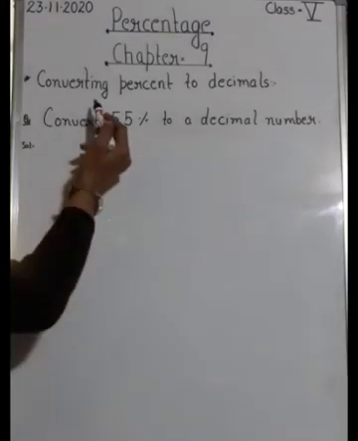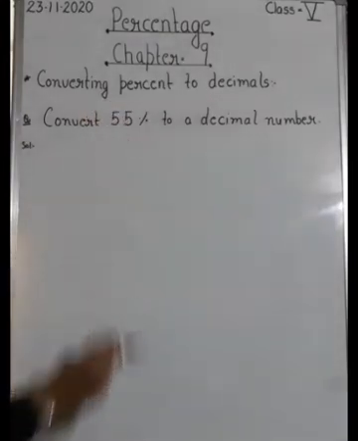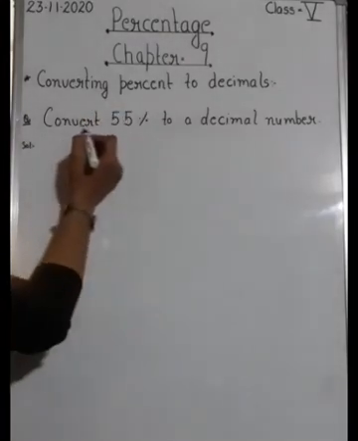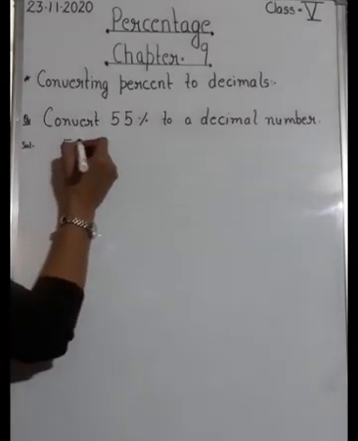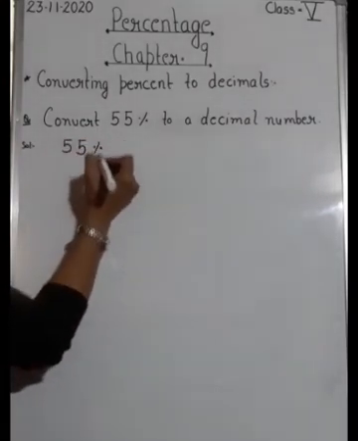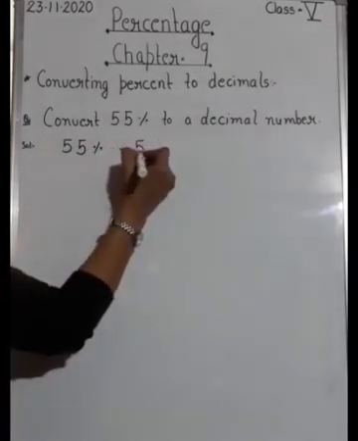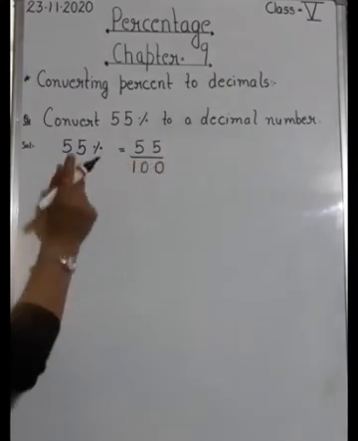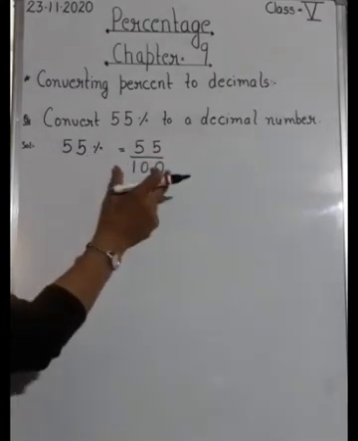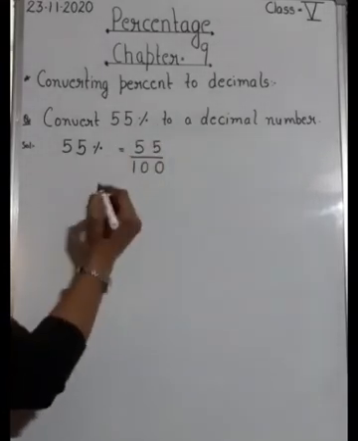Next we are having converting percent to decimal. Now we will learn how to convert a percent into a decimal. So your first question is: convert 55% to a decimal number. You have to convert this 55% to a decimal number. I told you that you can write 55 like percent like this also, or you can write 55 upon 100. Is it clear? I have removed this percent sign and I have written 100 below it. Clear? Now you have to convert this into a decimal number.